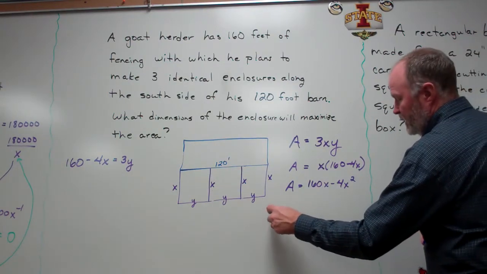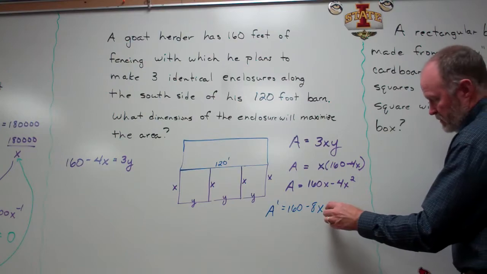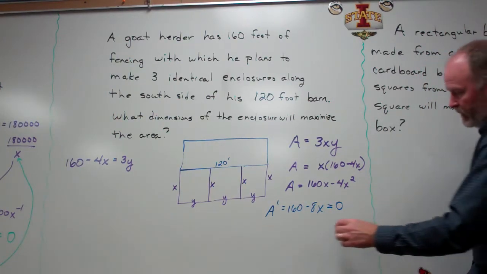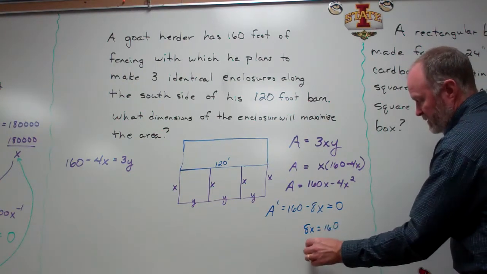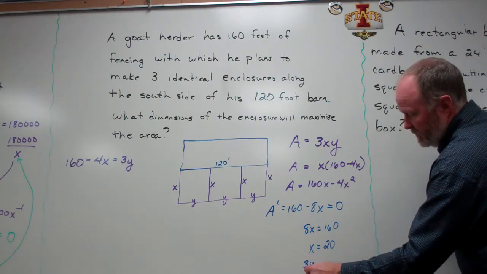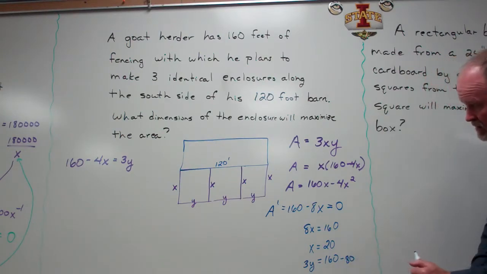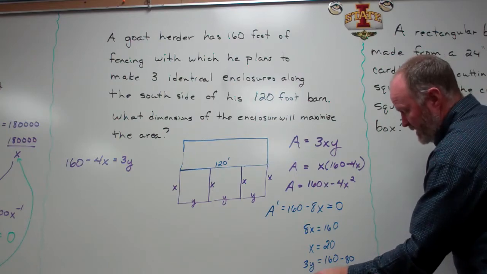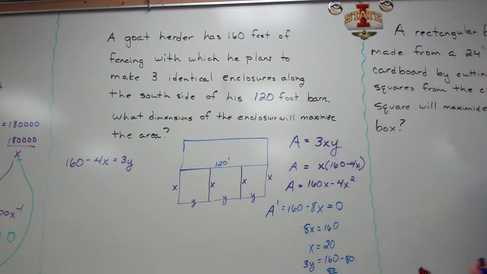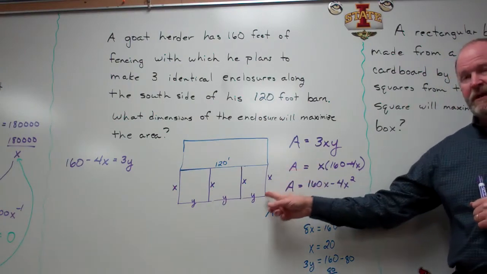I have to differentiate, right? 160 minus 8x. And where's that got to go? Into 0. So 8x is 160. So x is 20. If x is 20, 3y is 160 minus 80, putting it in over there. And so y is 80 over 3. Okay. So that's the dimension of one pen that makes it maximized.